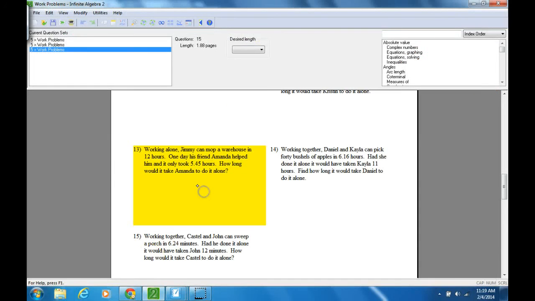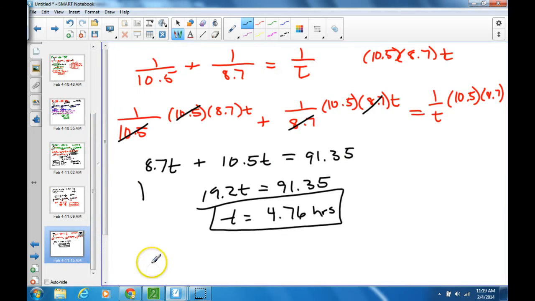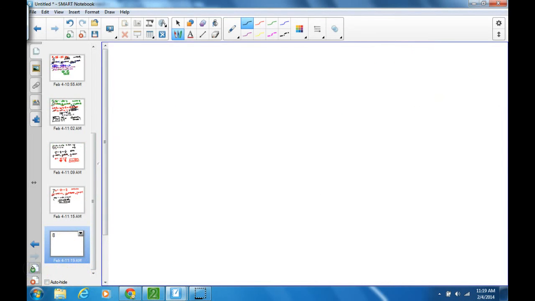Let's look at 13. It says, working alone, Jimmy can mop a warehouse in 12 hours. One day his friend Amanda helped him, and it only took 5.45 hours. How long would it take Amanda to do it alone? So the only difference between this one and the other two is that they gave you the total already, and you're finding an individual. Okay? So let's go to a new page.